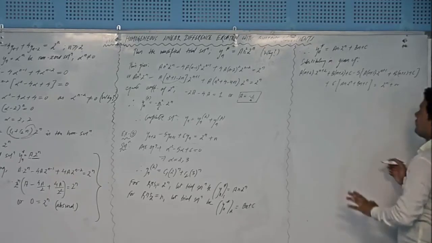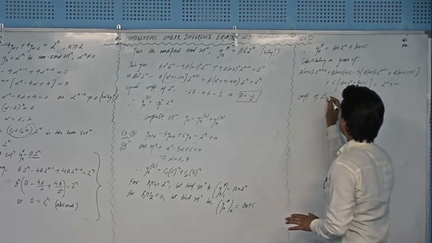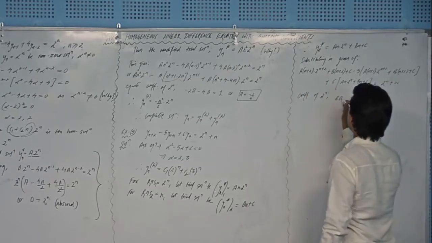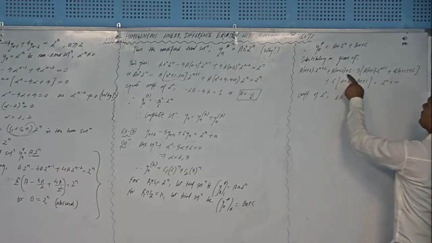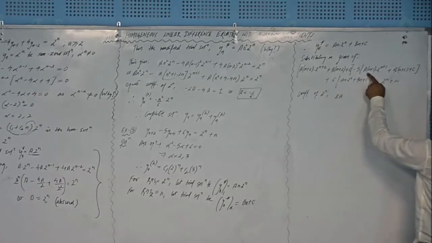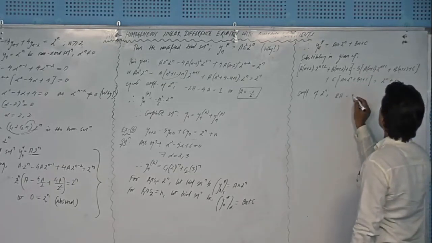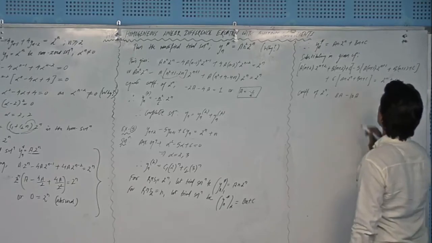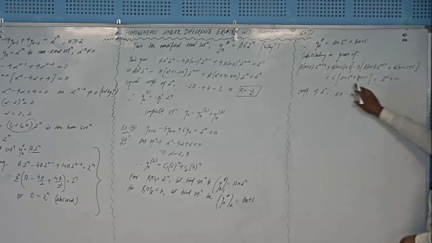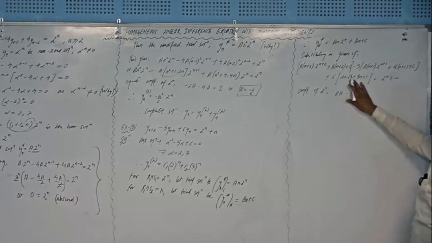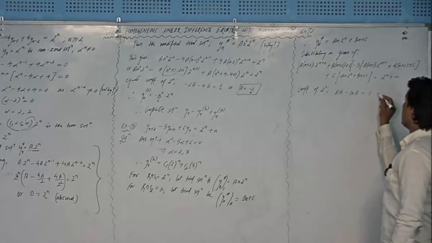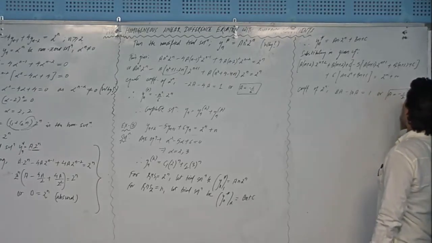First I will compare the coefficient of 2 to the power n. If you focus on the left hand side, 2 to the power n, this is 4, 8a. And here we don't have any term. This is 5 times, I will put a bracket here, and this will give you 10a. And from the last term nothing, it will not have any 2 to the power n term, equal to 1. And that will produce a equal to minus 1 by 2.